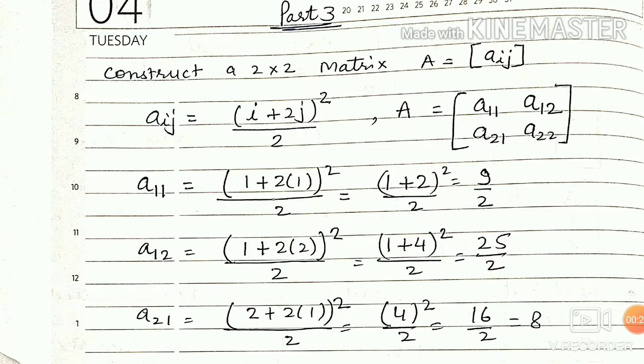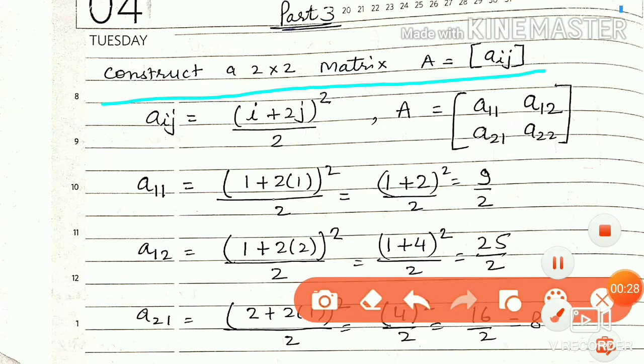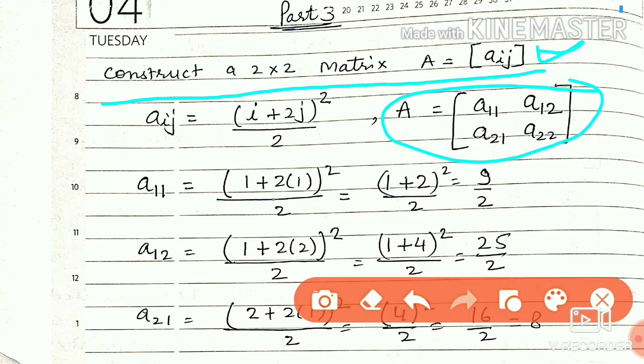Look here, we have to construct a matrix of order 2 into 2 where Aij is given to you. So first you will form a general 2 into 2 matrix. A general 2 into 2 matrix is A equal to A11, A12, A21 and A22. How can we find A11? A11 we can find by putting the value of i equal to 1 and j equal to 1. You calculate, you will get the value.